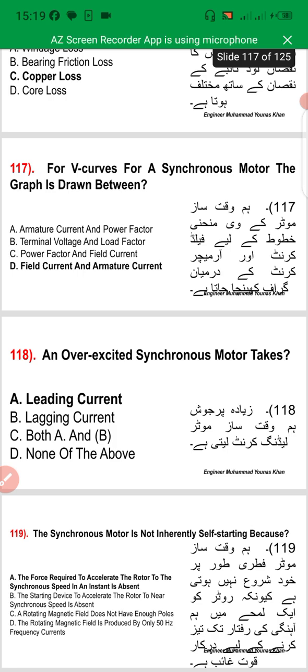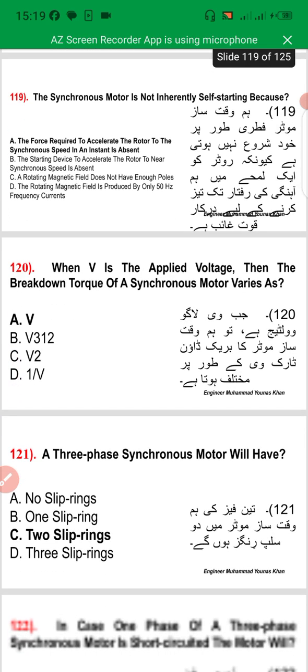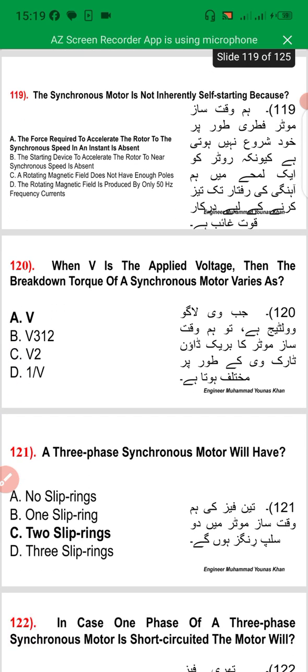For V curves for a synchronous motor, the graph is drawn between field current and armature current. An overexcited synchronous motor takes leading current. The synchronous motor is not inherently self-starting because the force required to accelerate the rotor to the synchronous speed in an instant is absent.